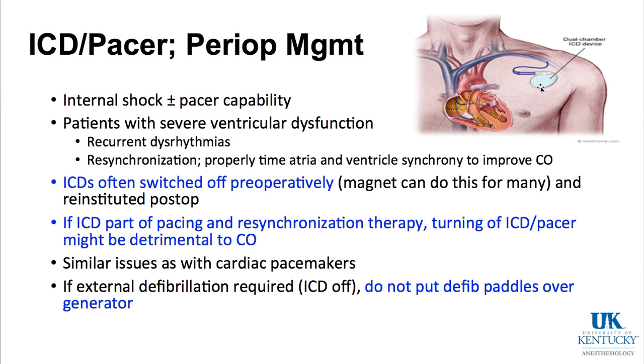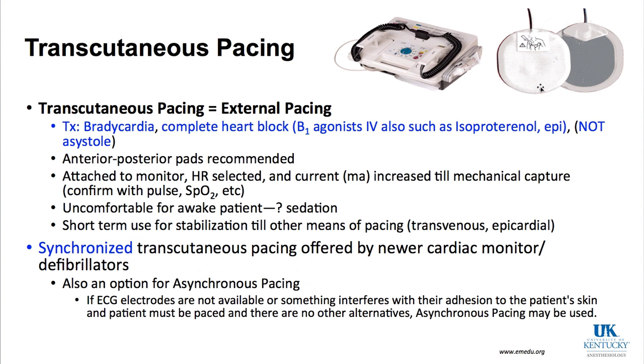But if that ICD is part of pacing and resynchronization therapy where atria and ventricles are functioning well and the patient with that low EF is doing well, and you bring them to, let's say, orthopedic surgery, if you turn off their ICD pacer, their cardiac output might drop, and you may get into real problems perioperatively. They may go into worsening heart failure. If external defibrillation is required, just don't put the defibrillator pads right over the generator. Get them away from that generator.